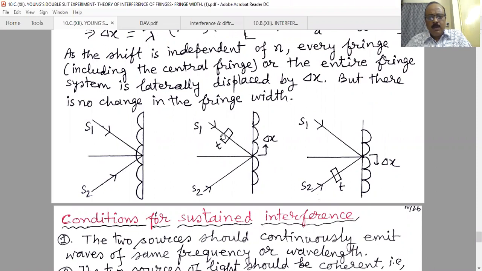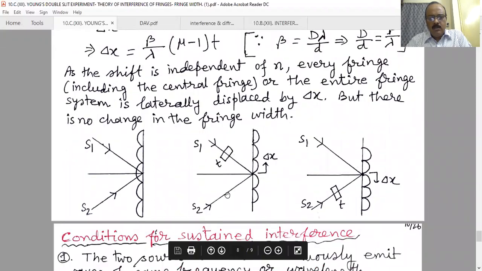Now, the path through this, what is the effective optical path? That will be mu times t. That is the equivalent path in the air. What will be the effective or optical path? That is mu into t. Mu is the refractive index of this transparent material whose thickness is t. Therefore there will be extra path difference.